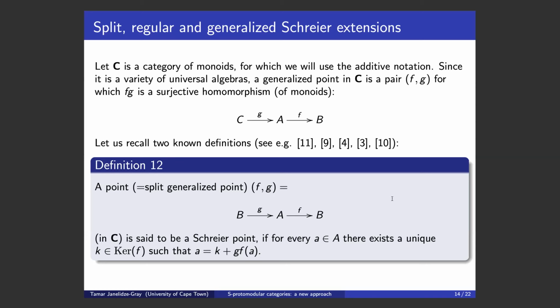For every A in A, there should exist a unique element K in the kernel of F such that A equals K plus GFA, where plus is the addition that we have in the monoid. So for every element in A, there exists a unique element in the kernel of F such that A equals K plus GFA. This gives us the definition of a split Schreier epimorphism.